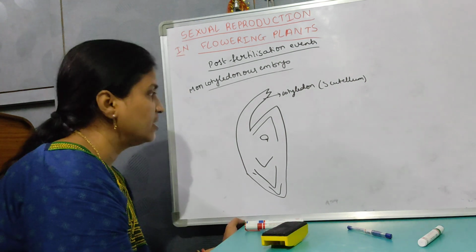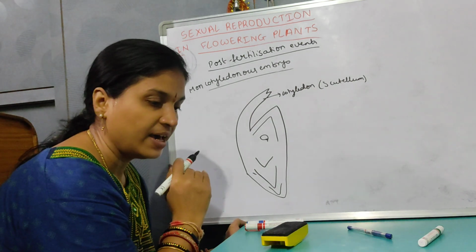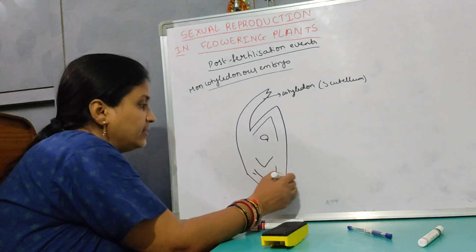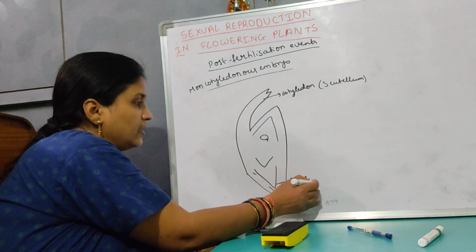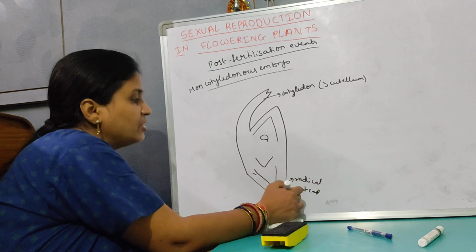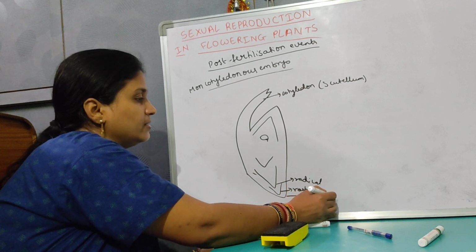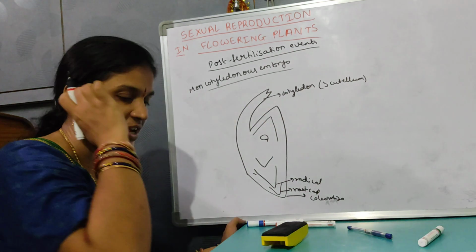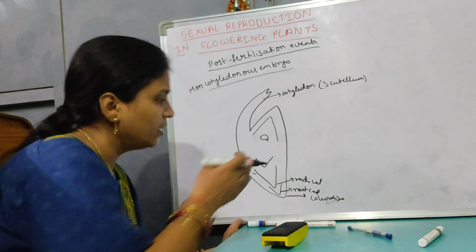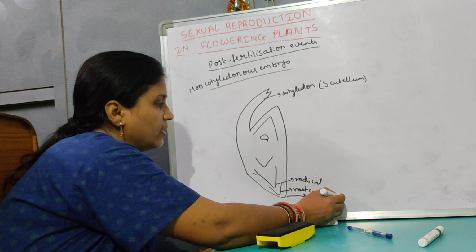And the embryonal axis here, these are present side to side. The cotyledon is somewhat lateral to the embryonal axis. Then at the lower end, the embryonal axis has the radicle. Then the root cap, and the root cap is covered by a special structure called as coleorhiza. This is important. Coleorhiza is going to protect the root cap.